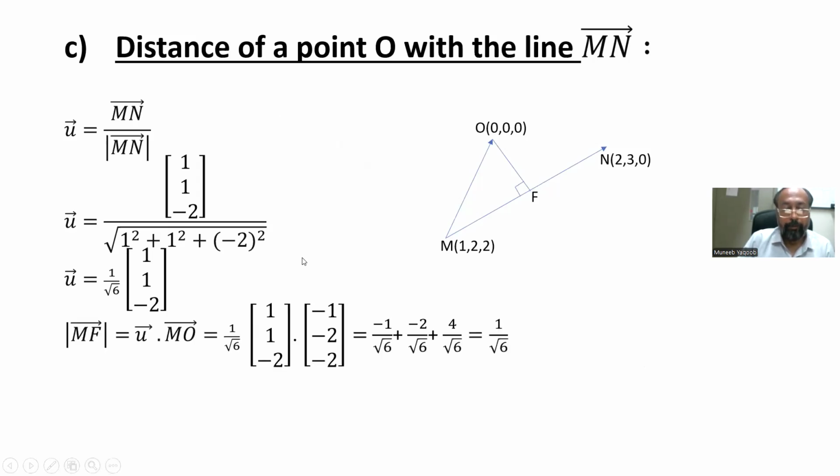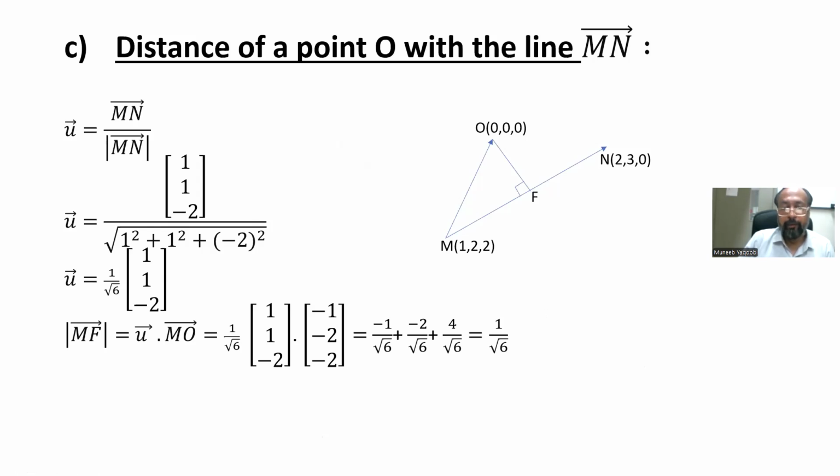Now, in the second step, we will take the dot product of the unit vector u and the position vector MO. So unit vector u we already calculated, and vector MO is basically (-1, -2, -2). So you can see for the dot product, we multiply the x component with the x component, then the y component with the y component, and then the z component with the z component, and hence we add all three products to get the dot product. So we got the dot product as 1 upon root 6. So this dot product is the length MF.